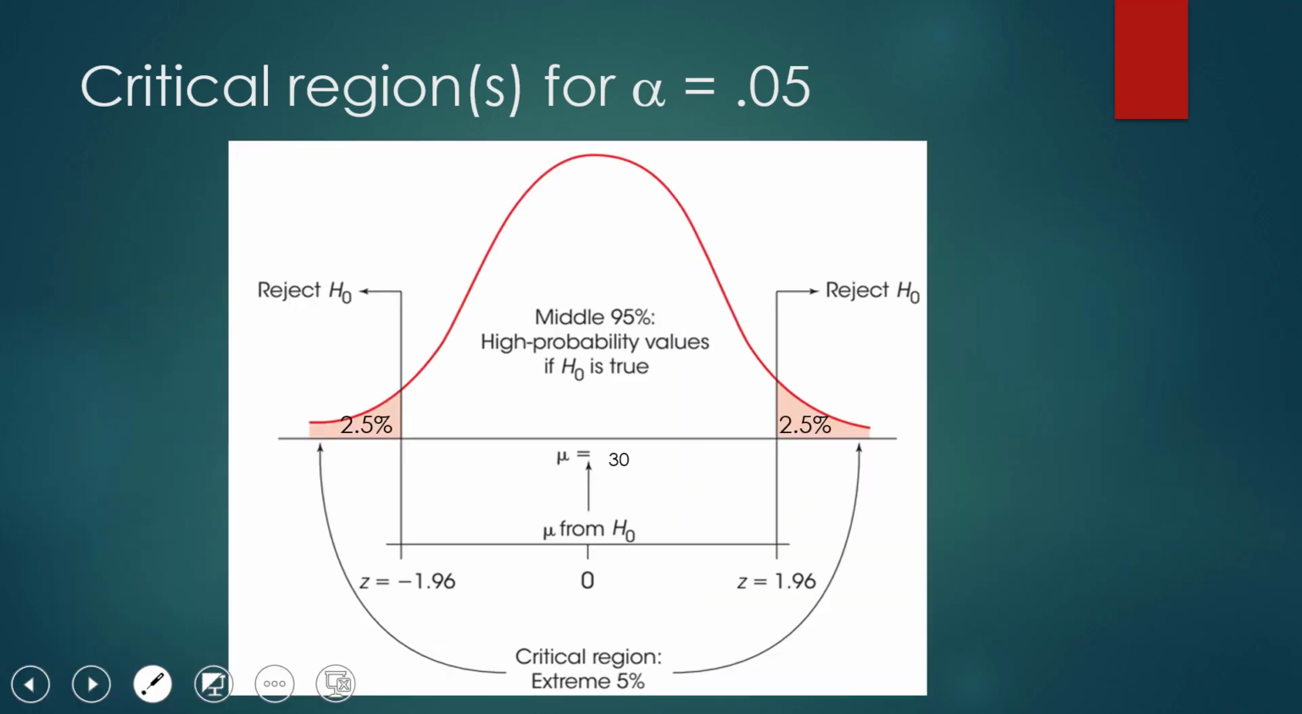To bring it all back together, we look here and we see we've already talked about the extreme scores, this 2.5% at each tail, and that this middle portion is the middle 95%. They're high probability values if the null hypothesis is true.